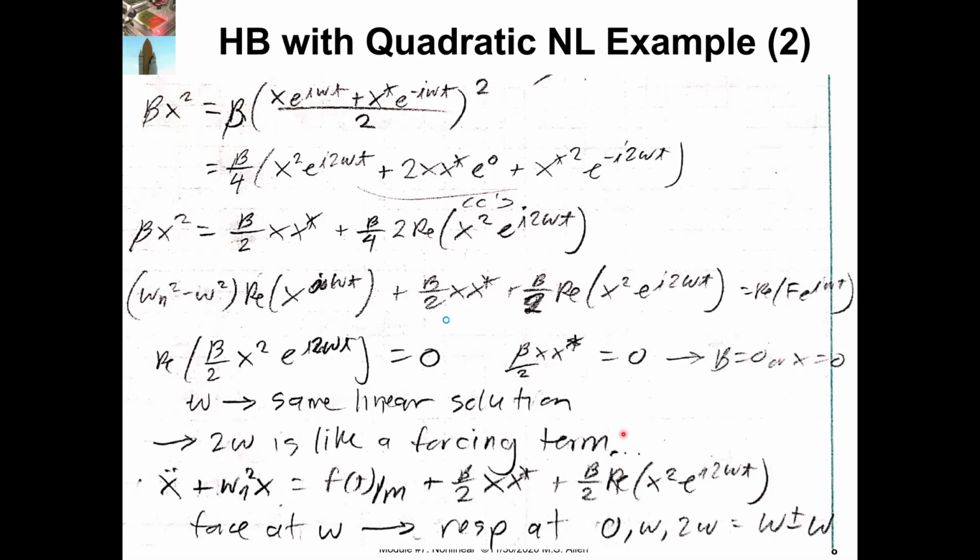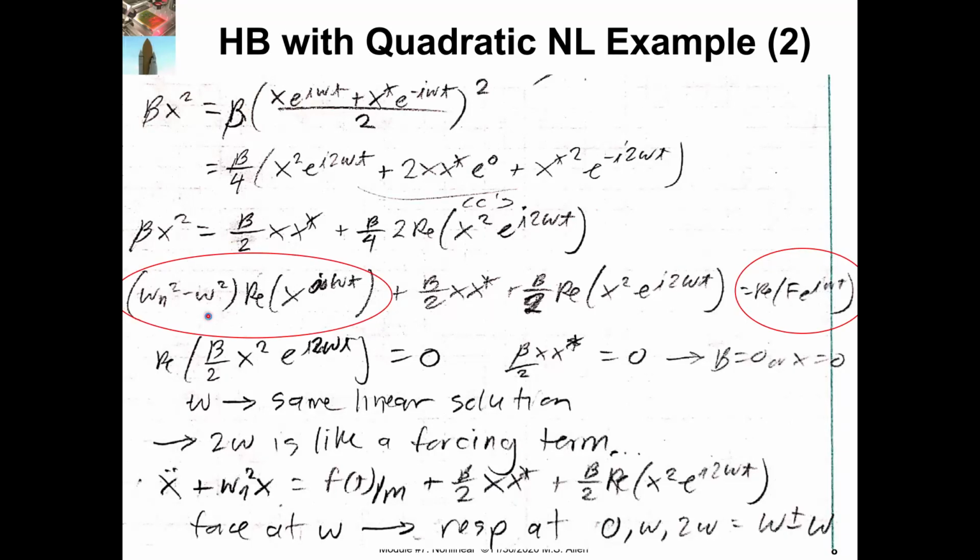So this is one of the first phenomena that we see in nonlinear vibration. This is like a forcing term, and so the nonlinearity introduces higher harmonics into the response. And so one simple test for nonlinearity is to look for higher harmonics in the response. And sometimes that can be pretty effective. So that was the first lesson. The second was that this particular type of nonlinearity won't change the effective natural frequency of the system.